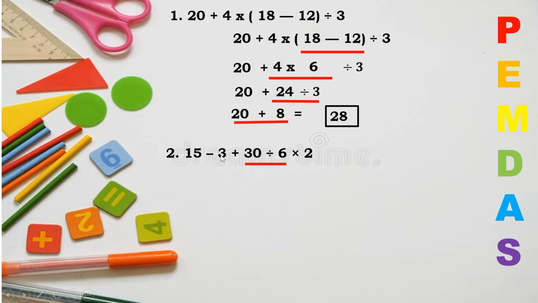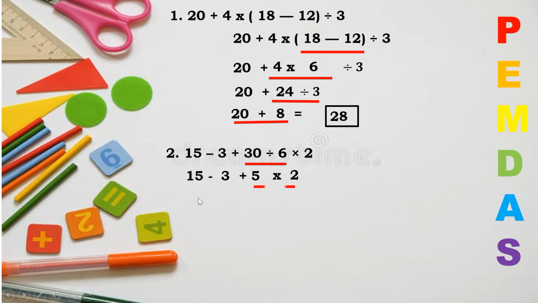So, gayahin pababa, sa baba, 15 minus 3. Ayan. 15 minus 3, binaba ko lang plus. Ibababa nyo na yung sagot ng 30 divided by 6. We have 5. Then, ibaba yung times 2. So, 15 minus 3 plus 5 times 2. Ang 5, galing po yan dito. Next, pwede na ba tayo mag-subtract or mag-add? Not yet. Kasi meron pa tayong multiplication.